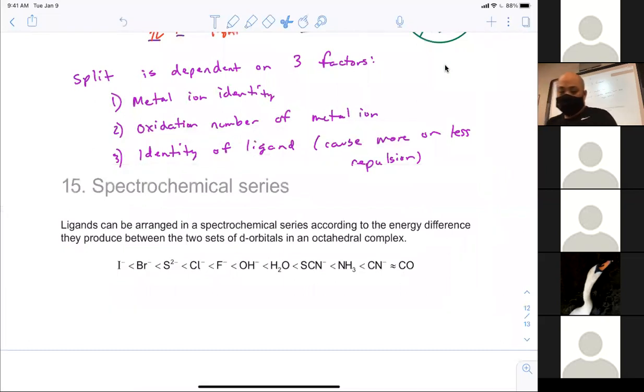And so here it ranks how strong the ligand is and how big the difference is. This would be the highest difference, and this would be the lowest difference. So you can see what kind of color might be absorbed based on the split. I minus would have the least effect, so it'd be the narrowest split, so it absorbs the lowest energy of light. Cyanide or ammonia or carbon monoxide creates the widest split, so you'd absorb the highest energy color and you'd see a complementary color of that.